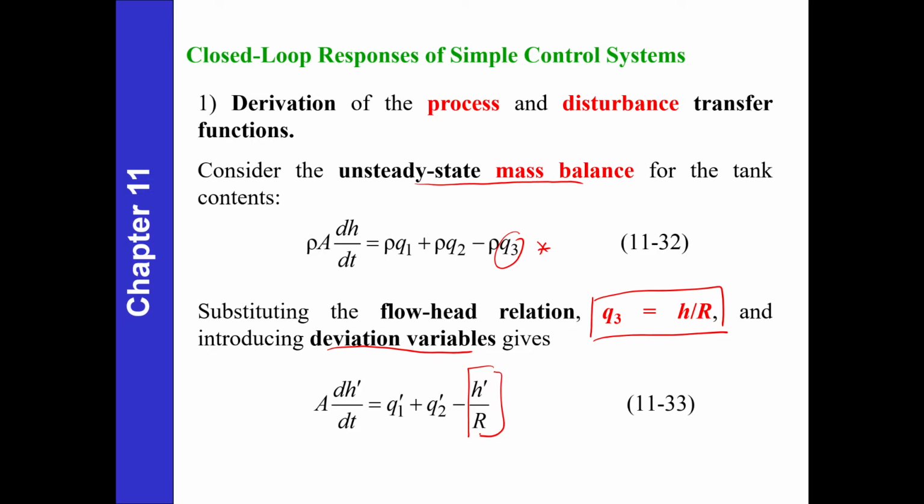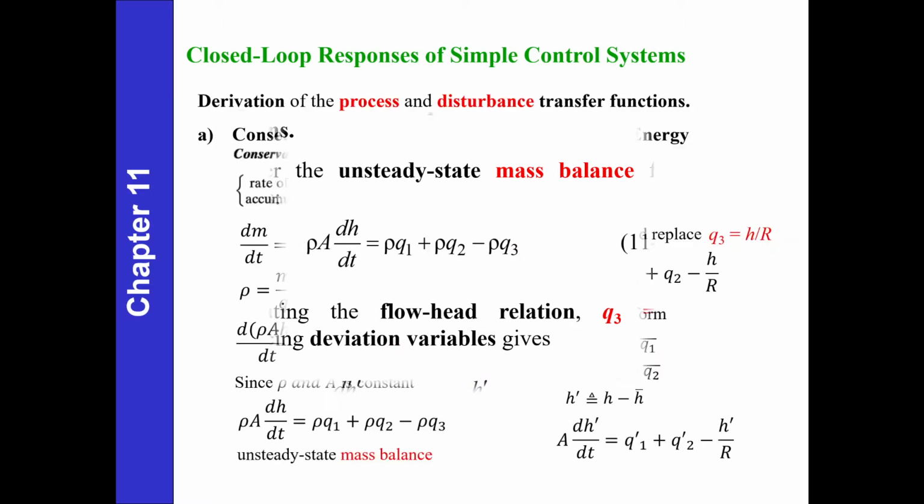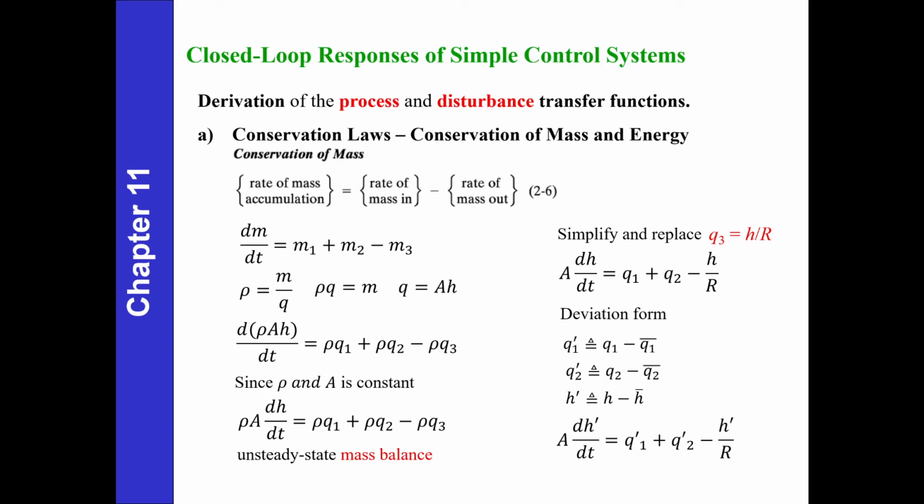The question is how to get this equation. You have to visit chapter 2, but here I will try to help you. Everything starts with conservation of mass, because it only involves a mass balance, which is the mass in and mass out. There's no energy here. So you should start with equation 2.6: the rate of mass accumulation equals mass in minus mass out.